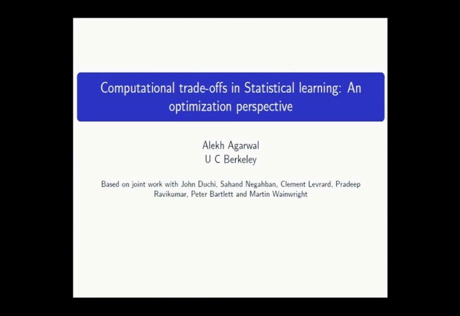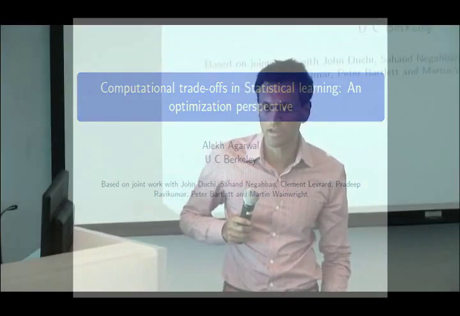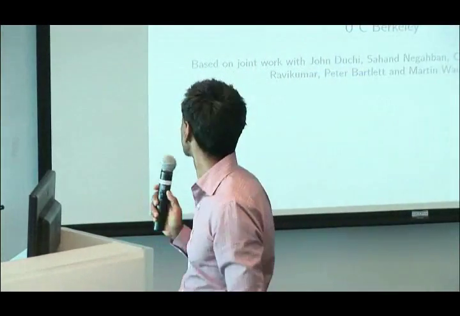Okay, the speaker today is Alec Agarwal. He was a student of Peter Bartlett and Martin Wainwright, and he's going to be talking about some computational trade-offs in statistics.